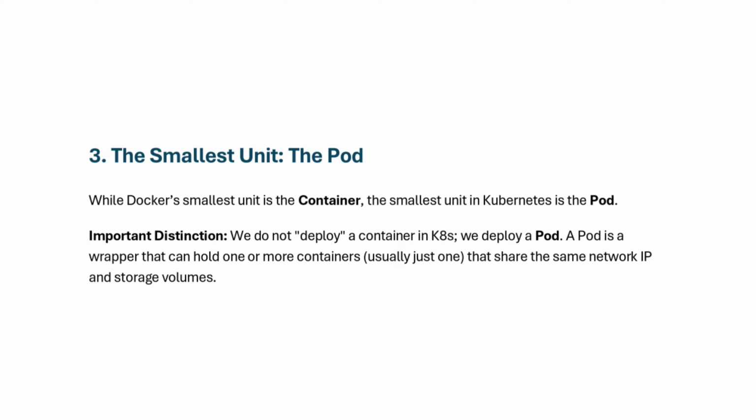Now the smallest unit, the pod. While Docker's smallest unit is the container, the smallest unit in Kubernetes is the pod. Important distinction: we do not deploy a container in Kubernetes. We deploy a pod. A pod is a wrapper that can hold one or more containers, usually just one, that share the same network IP and storage volumes.